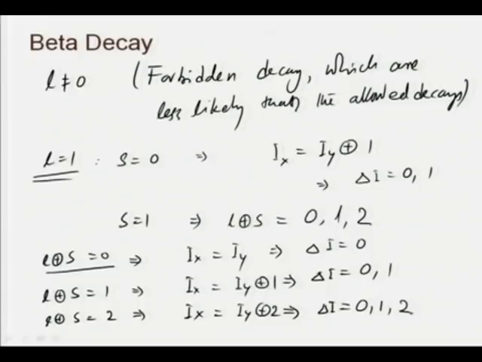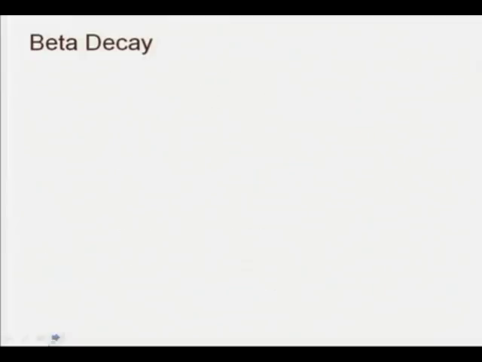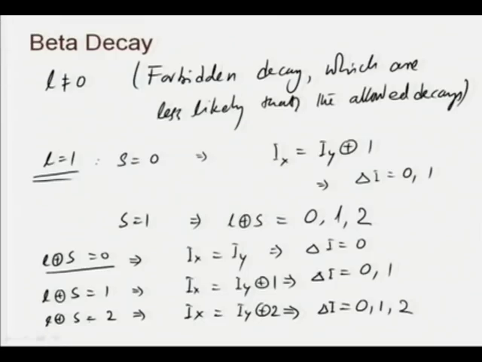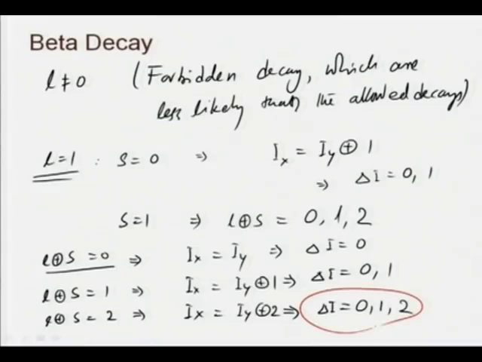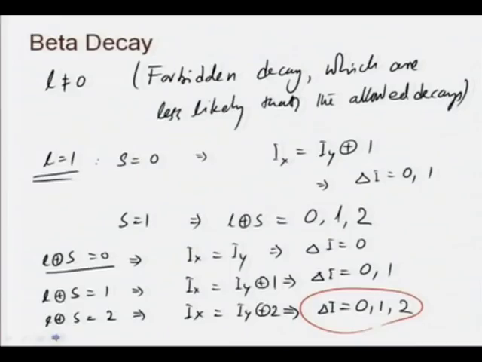So, in the case of L equal to 1, we can expect the change in I between the parent and the daughter nuclei to be either 0 or 1 or 2. For the L equal to 0 case, we had delta I equal to 0 or 1; for the L equal to 1 case, we can have delta I equal to 0, 1 or 2. Fine.